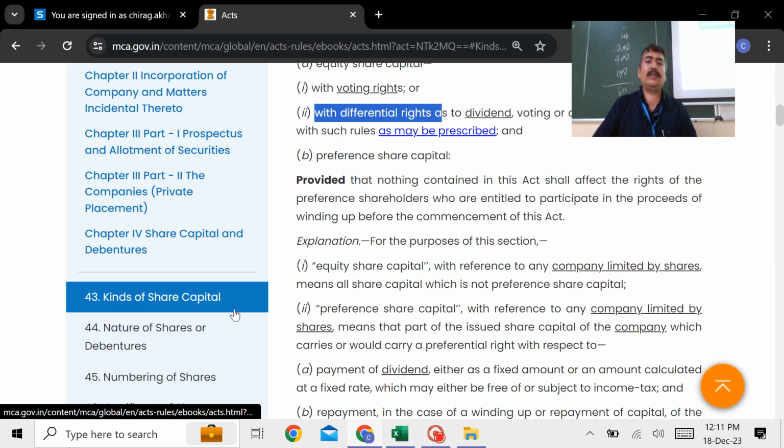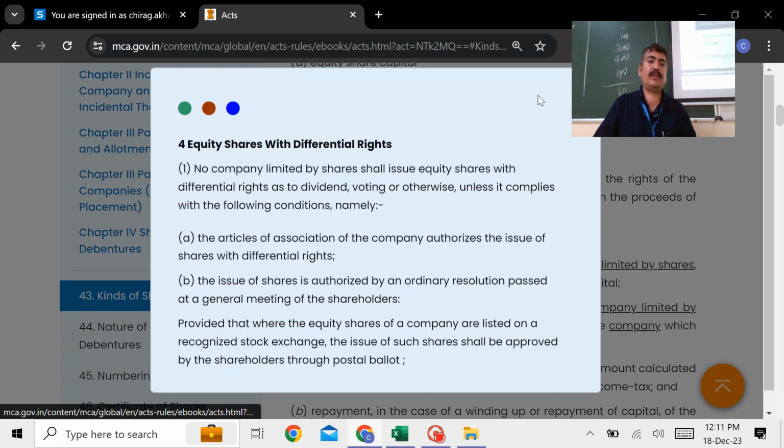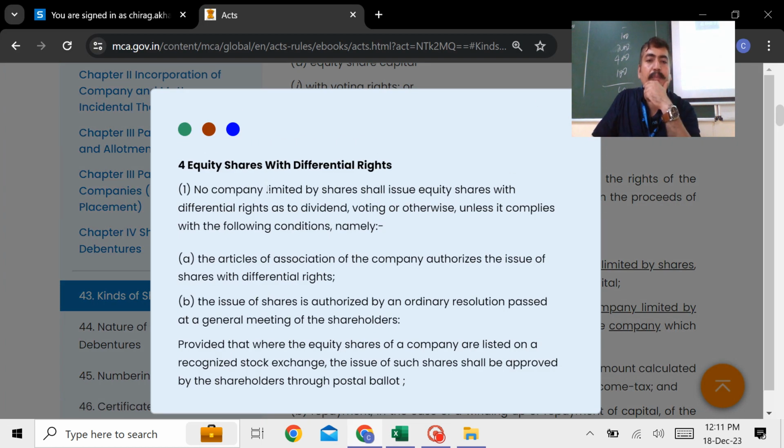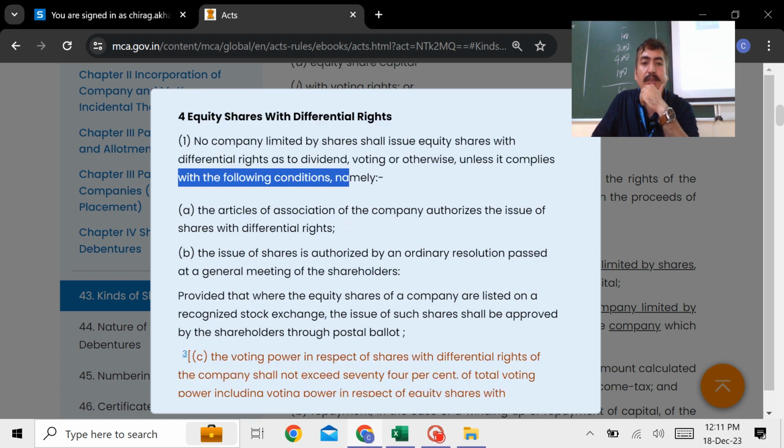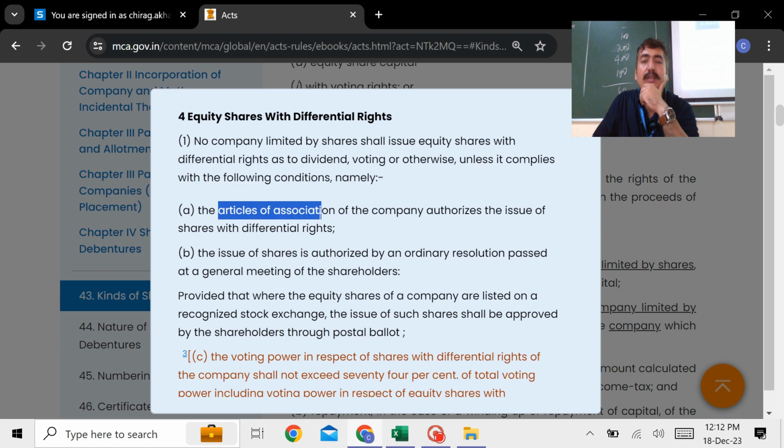Okay guys, so let's read a few rules, what it is trying to say. Quickly we will go through it. So no company limited by shares shall issue the equity shares with differential voting rights as to dividend or the votings or any other things unless it complies with the following conditions. The first condition is provision in what? Articles. It must have to be authorized by what?